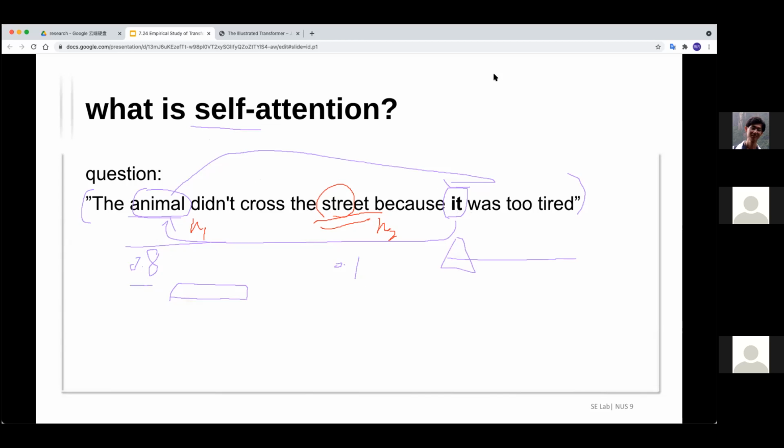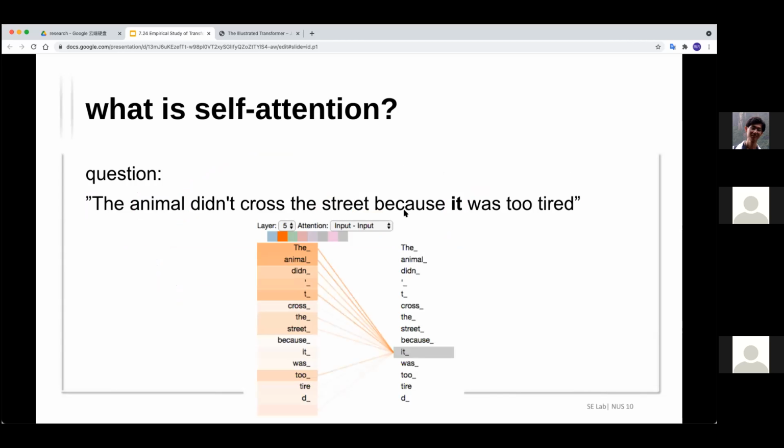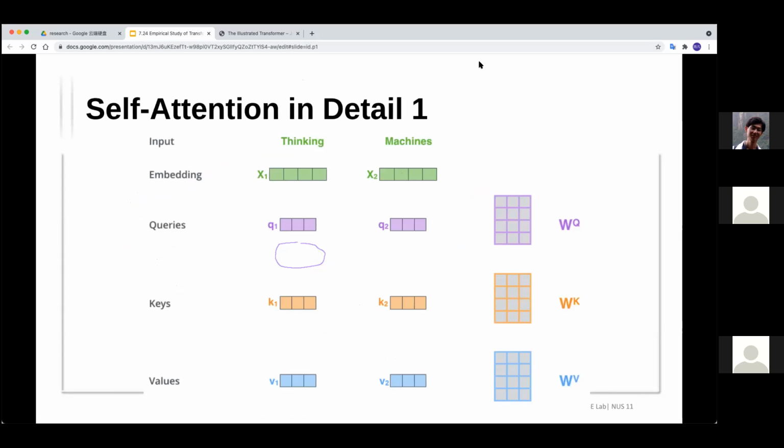And here we will go deeper into self-attention. This is a visualization of self-attention. We can see that in the model, the attention weight is much higher on animal. So this means this mechanism can explain something. Okay, now we look at how to compute this attention.